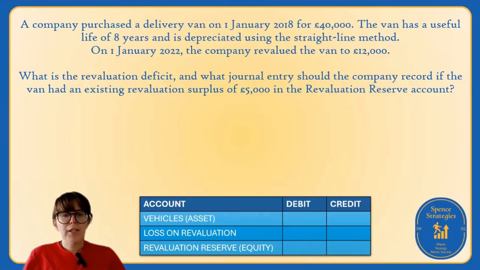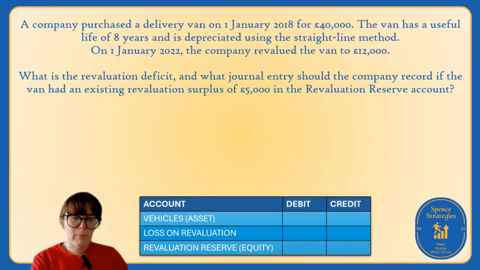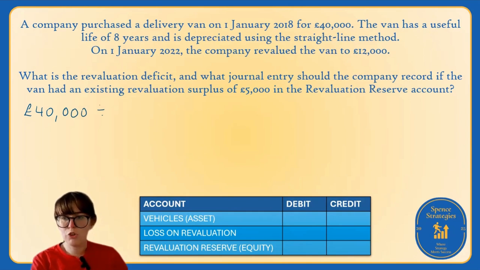So to tackle this question then, the very first thing that you're going to have to do is to calculate the depreciation charge per year on this van. We knew that it cost £40,000 originally. So we're going to take our original cost and divide that by the number of useful years we would expect that van to be in existence, because we're depreciating using the straight line method. So we're going to divide that by 8 years to get our annual depreciation charge of £5,000 per year.